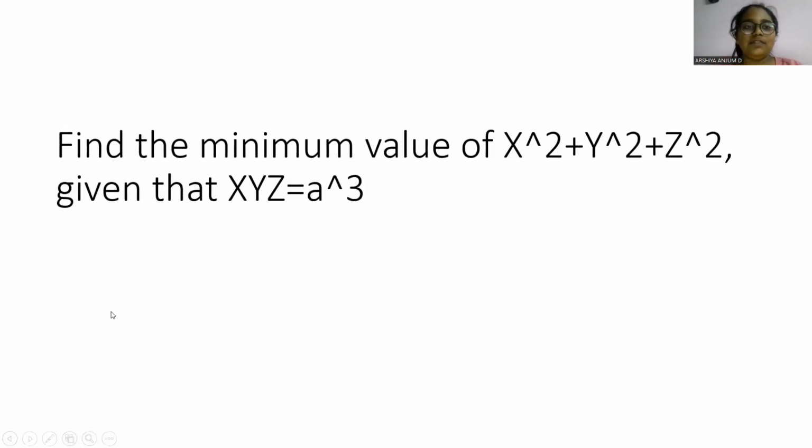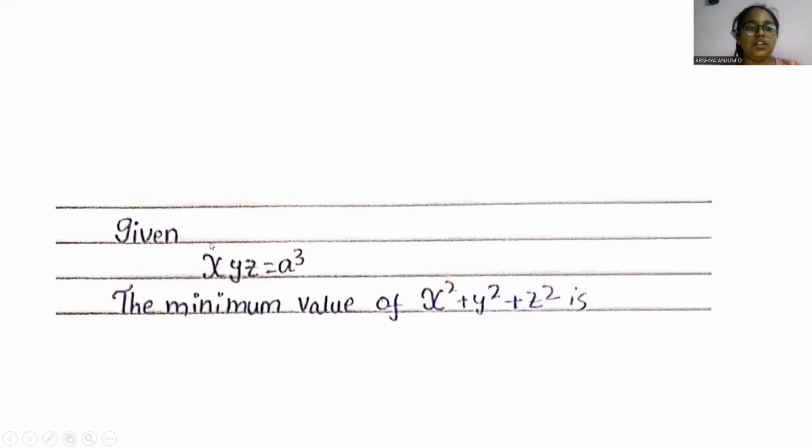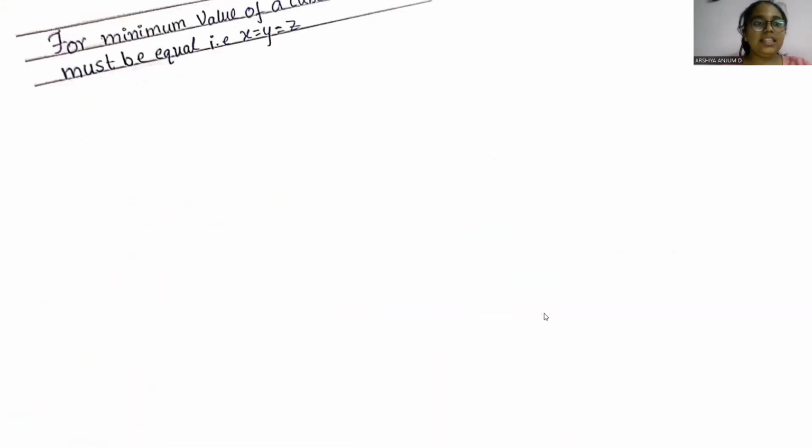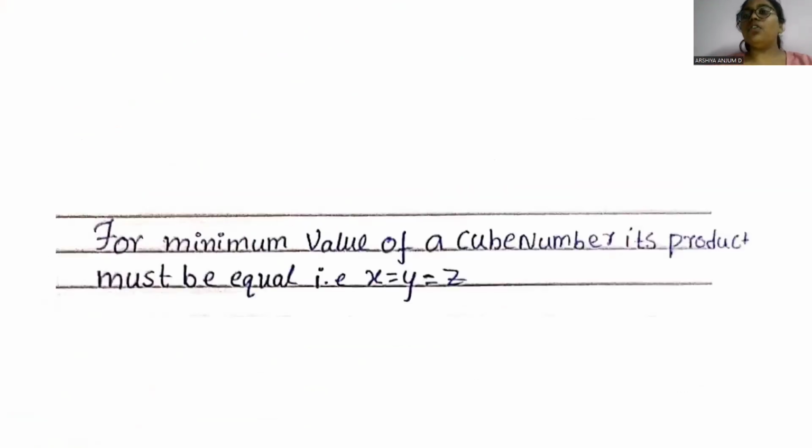So let us learn one example. Find the minimum value of x square plus y square plus z square given that xyz equals a cube. First, the solution: given xyz equals a cube, we have to find the minimum value of x square plus y square plus z square. For minimum value, there is a rule that for a cube number, its factors must be equal, i.e. x equals y equals z.